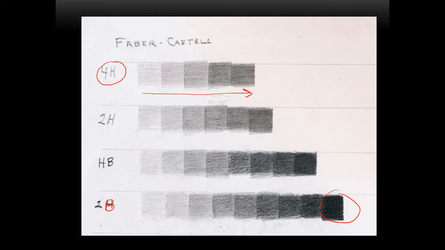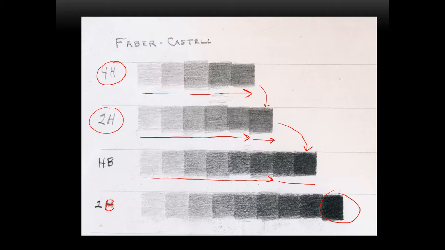So with a 2B, you can't get a 4H to do the shade. Now look at this. The 2H pencil is able to generate all the shades of the 4H plus a little extra. And an HB pencil is able to generate all of these shades plus a little extra. Now don't ask this pencil to generate this shade, and don't ask this pencil to generate this. It's hard without ruining the paper, okay?